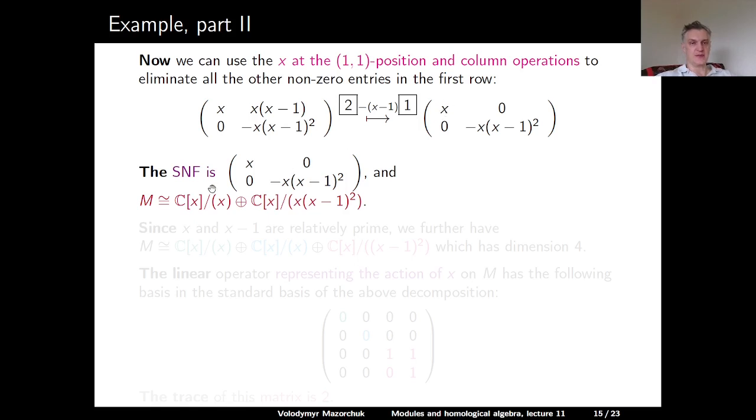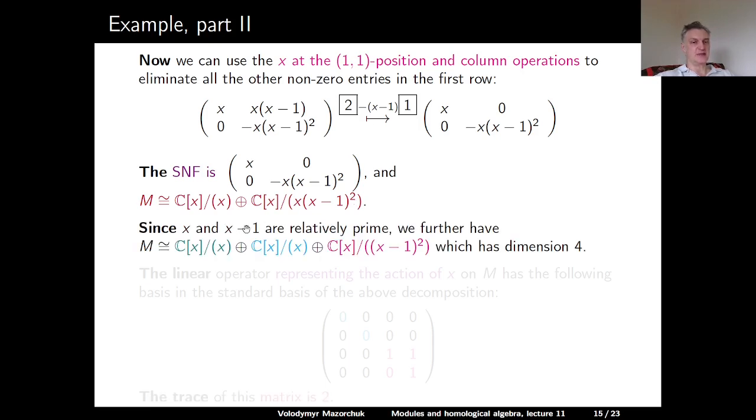From the first diagonal element, we get the summand C[x] divided by the ideal generated by x. And from the second diagonal element, we get the summand C[x] divided by the ideal generated by x times (x minus 1) squared. Since x and x minus 1 are obviously relatively prime, we can further decompose the second summand into the direct sum of C[x] modulo the ideal generated by x and C[x] modulo the ideal generated by (x minus 1) squared. So the first summand has dimension 1 because we kill an ideal generated by a polynomial of degree 1.